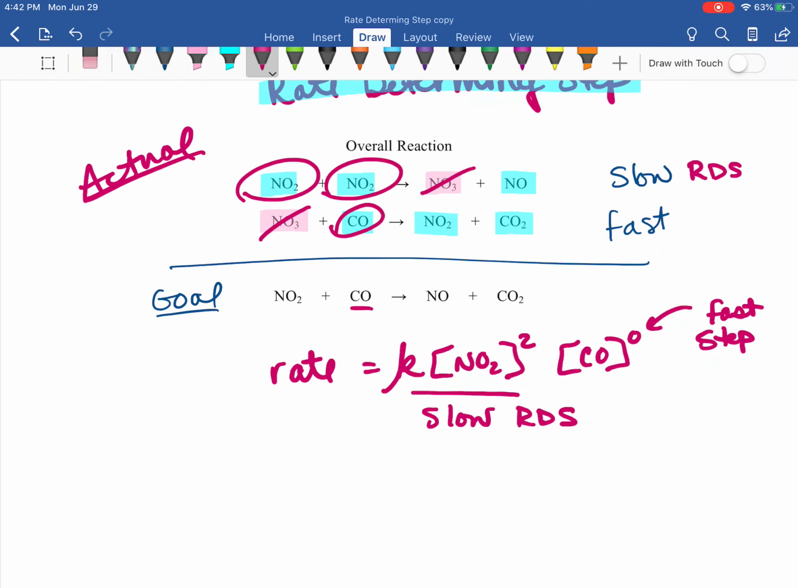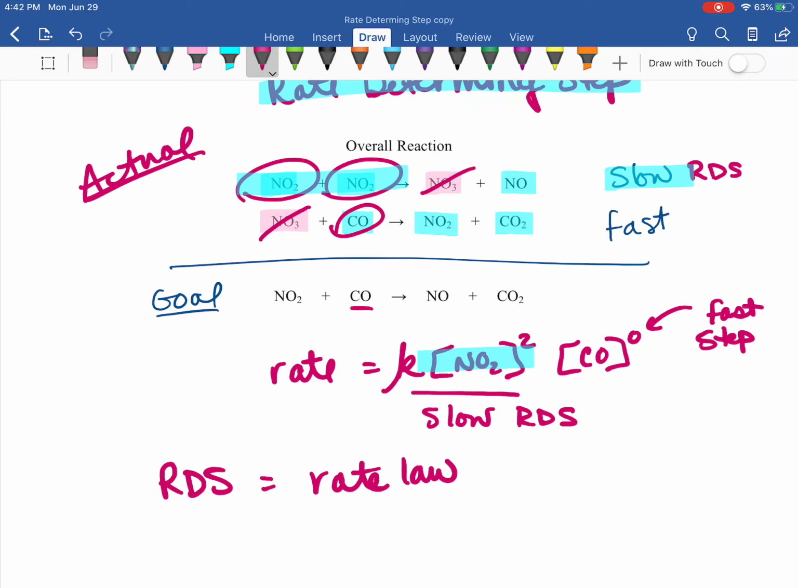So you can tell, between your actual mechanism, if you know it, it has to match your rate law. And your rate law can also tell you your mechanism. So the important part of this is that this matches the slow step. All of these have to match. So your rate determining step has to match your rate law.